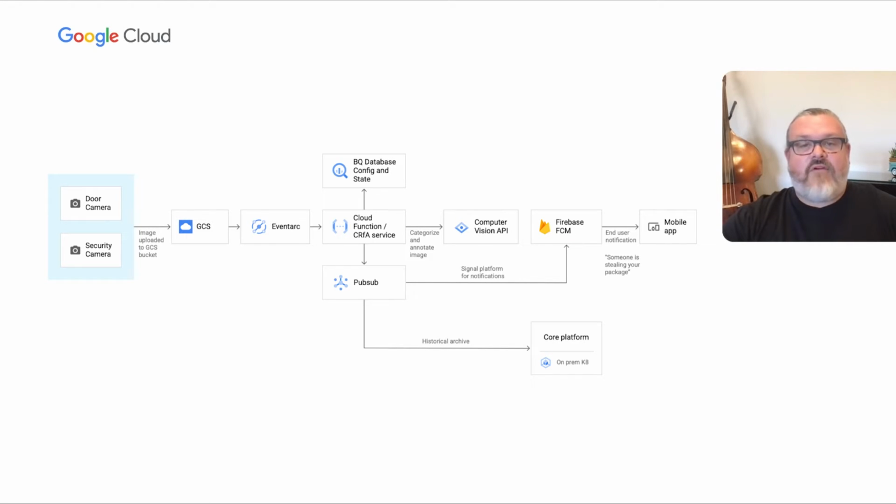And the front-end platform was signaled via an integration with Pub/Sub. Firebase FCM was used in order to send notifications to the mobile app, and their core platform received the event for historical reasons and tracking.